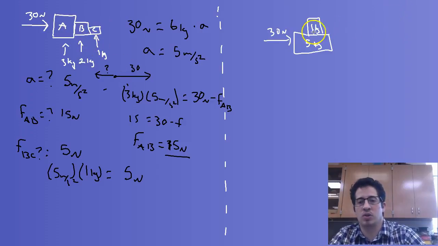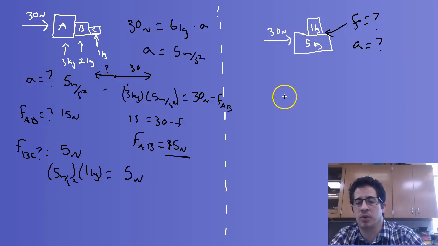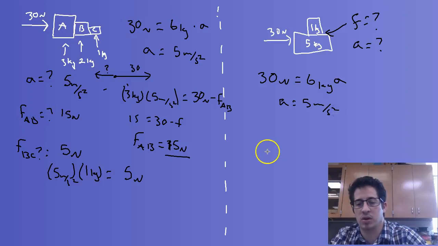So let's look at this one too. The question here is how much friction between these two blocks, and what's the acceleration of this system, or how much friction is required to keep these blocks from slipping, we'll say. Okay, the net force on this system is 30 newtons. It's having to accelerate 6 kilograms of mass, and we want to solve for A. So again, here we get acceleration of 5 meters per second squared.